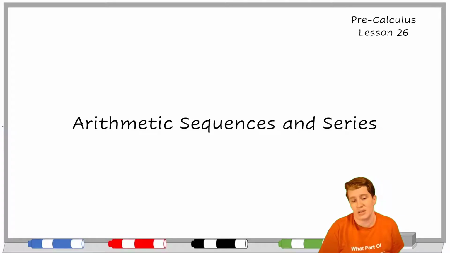Lesson 26, we switch gears quite a bit. We've been graphing trig functions, and now we're going to talk about arithmetic sequences and series. So we're going to end up with some vocabulary here and some new notation, or probably new notation. I guess it actually depends on if you've seen this before.